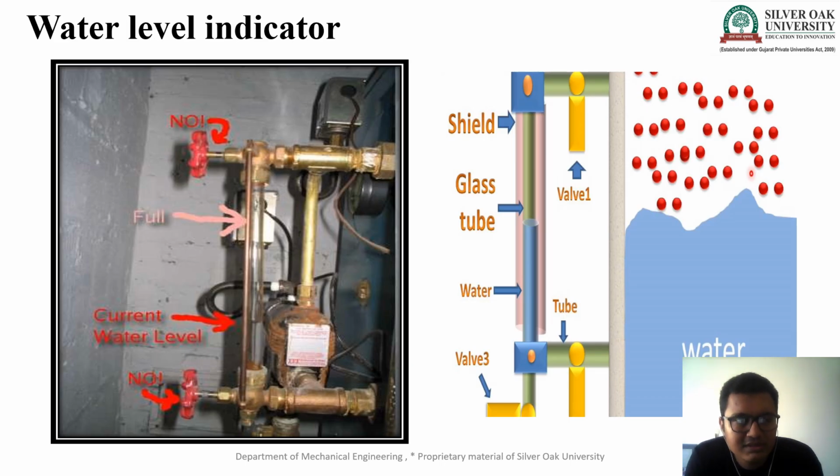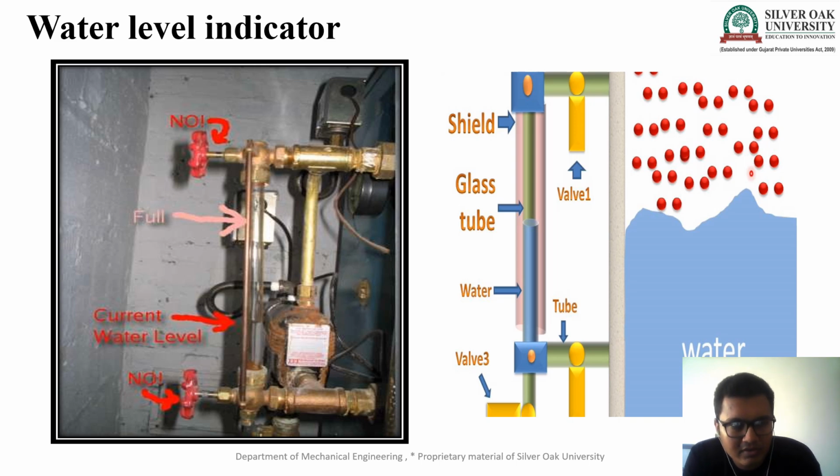So first we discuss the water level indicator in the boiler. You all know what a boiler is: a device which converts water into steam. There are two things, one is the water and second is the hot flue gases. Using the hot flue gases, water gets converted into steam. So what is the water level indicator? The water level indicator indicates the water level available inside the boiler.